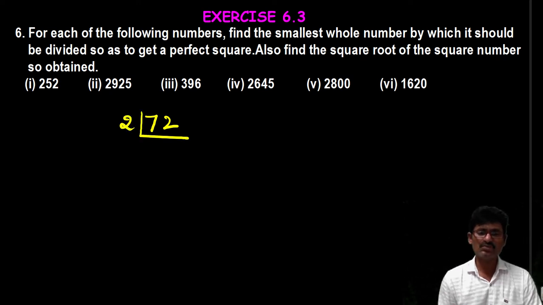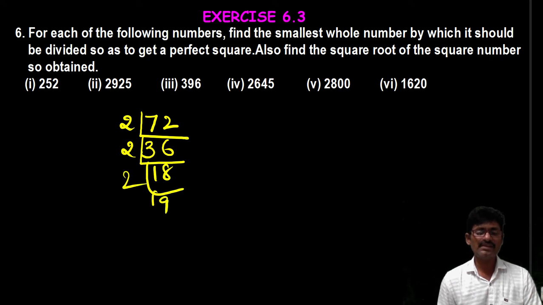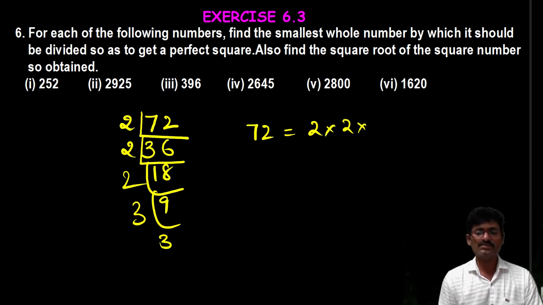So let us start with 2. 2 times 3 is 6. 7 minus 6 is 1. So that will be 12. 2 times 6. Then 2 times 18. Then 2 times 9. Then 3 times 3. So 72 can be written as 2 times 2 times 2 times 3 times 3.